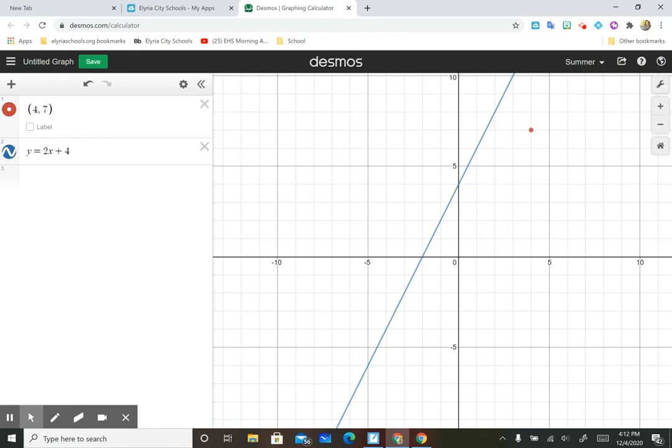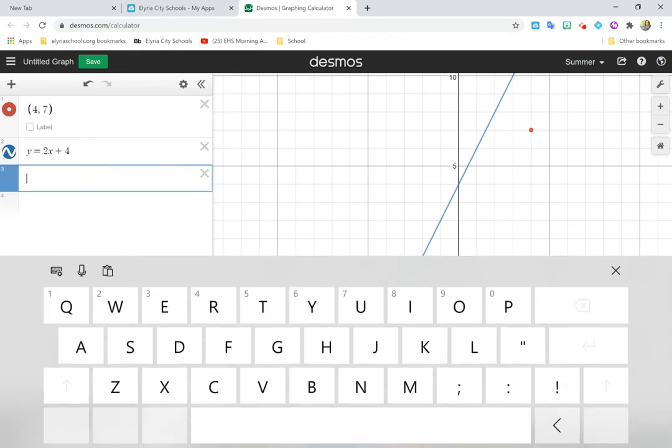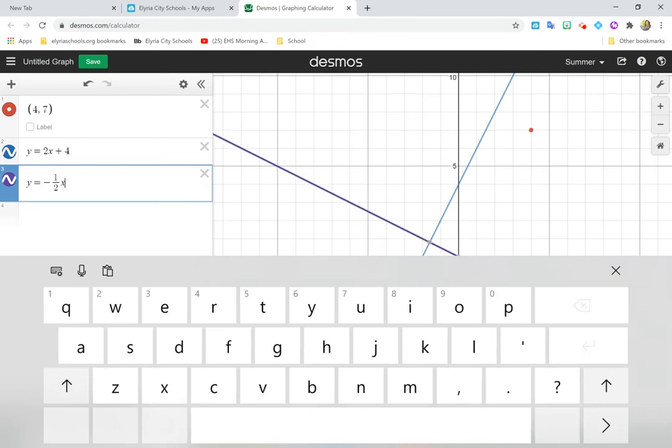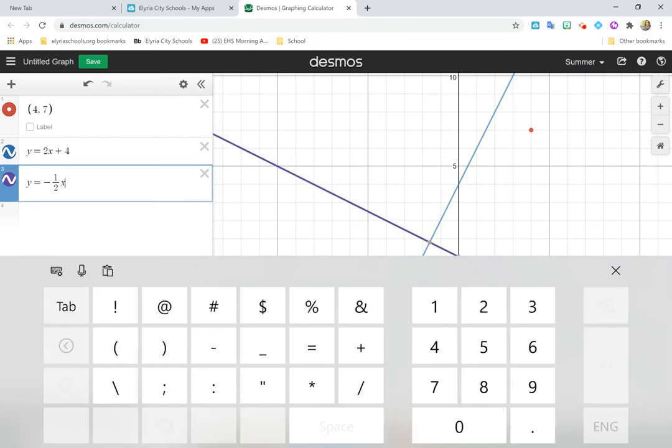So here's my first line, here's the point, and the equation that we just wrote is y equals, and it was negative 1/2 x plus 9. So here we go, negative 1/2 x plus 9. Okay, watch, guys. See what happens. Oh, look at that. Pretty. All right, so look, we got a 90-degree angle right here. So this will be our 90-degree angle.